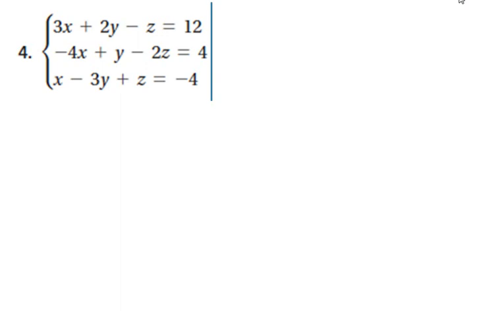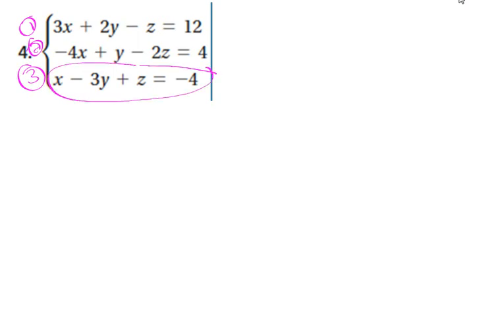So number 4 states 3x plus 2y minus z equal 12, negative 4x plus y minus 2z equal 4, and x minus 3y plus z equal negative 4. So the first thing we have to do is label these equations 1, 2, and 3. And which one do we want to substitute? So pick the one that you think is easiest for you. I'll use equation number 3.